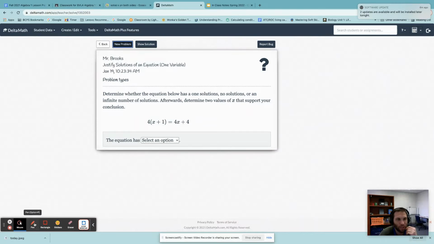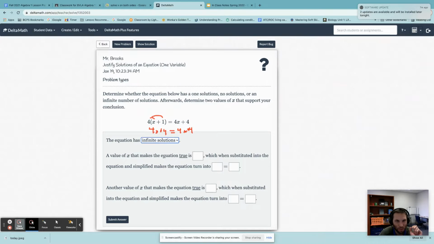Okay, so this one you distribute it and you get 4x plus 4 equals 4x plus 4. Well, what do we got? We got the same number of variables, and we have the same number of constants. So same variable, same constants means we have infinite solutions.